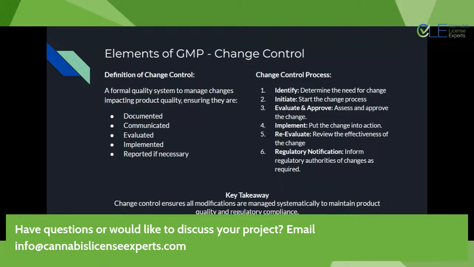So the process for doing this is going to be to identify the need for the change, initiate the change process, evaluate and approve, assess the change, implement the change, reevaluate to make sure that that change was effective, and then your regulatory notification would inform regulatory authorities of any changes that are required. Really, what this does is ensure that all modifications are managed systematically to maintain product quality and regulatory compliance.